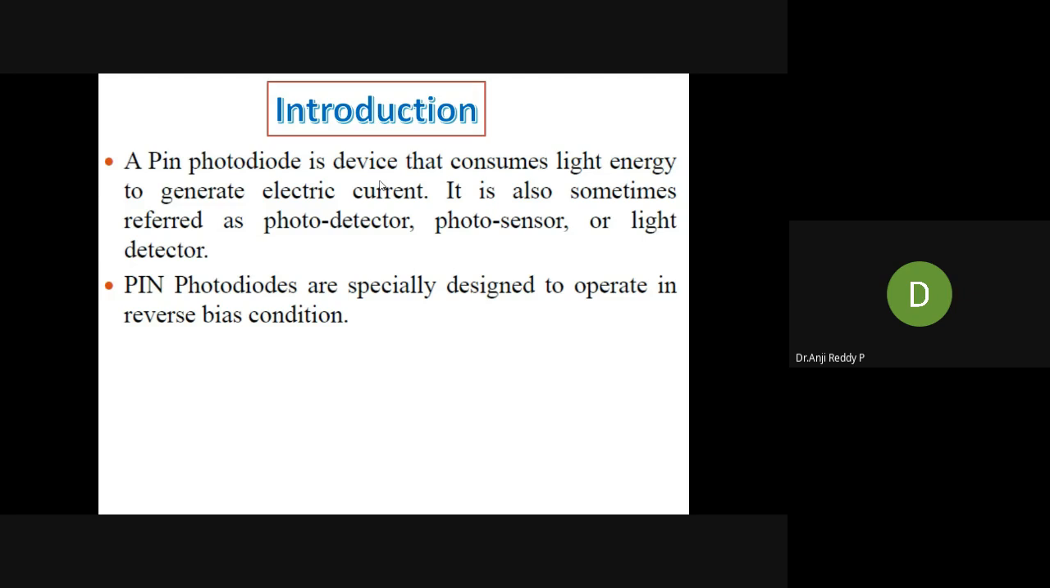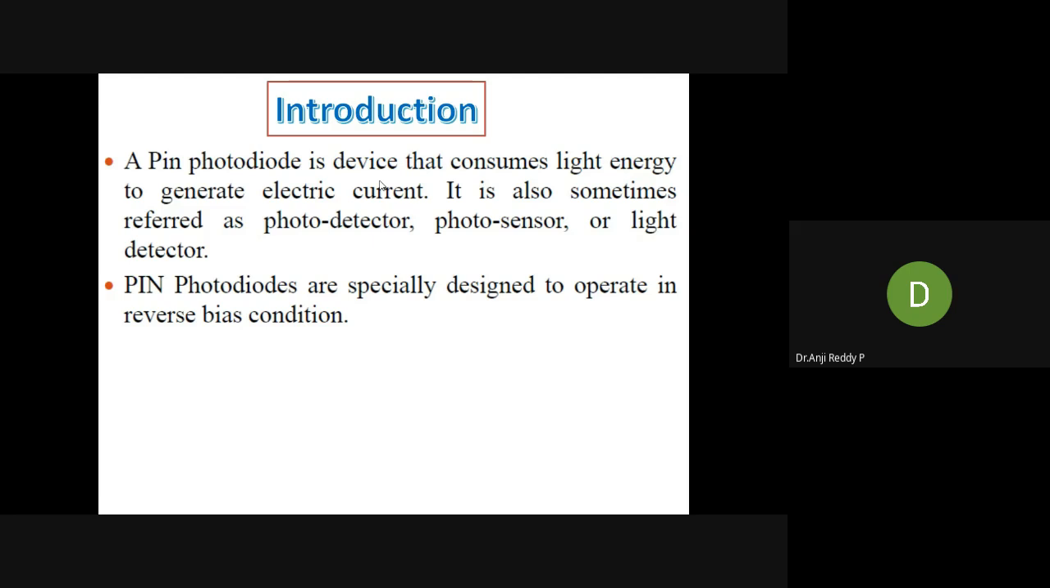Generally, ordinary PN junction diode, in which bias can we connect it? Ordinary PN junction diodes, whatever you studied in unit 2, the PN junction diodes we can connect in how many biases? Two biases. What are those? What are the two biases we are using in PN junction diode? Forward and reverse. Right, good. Forward bias and reverse bias. But this pin photodiode we can connect only in reverse bias.